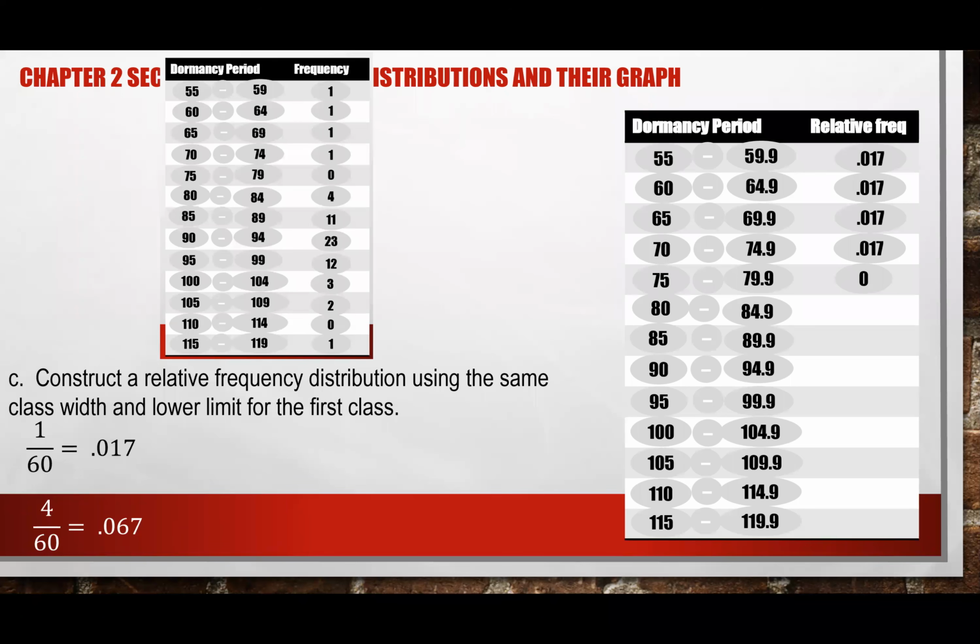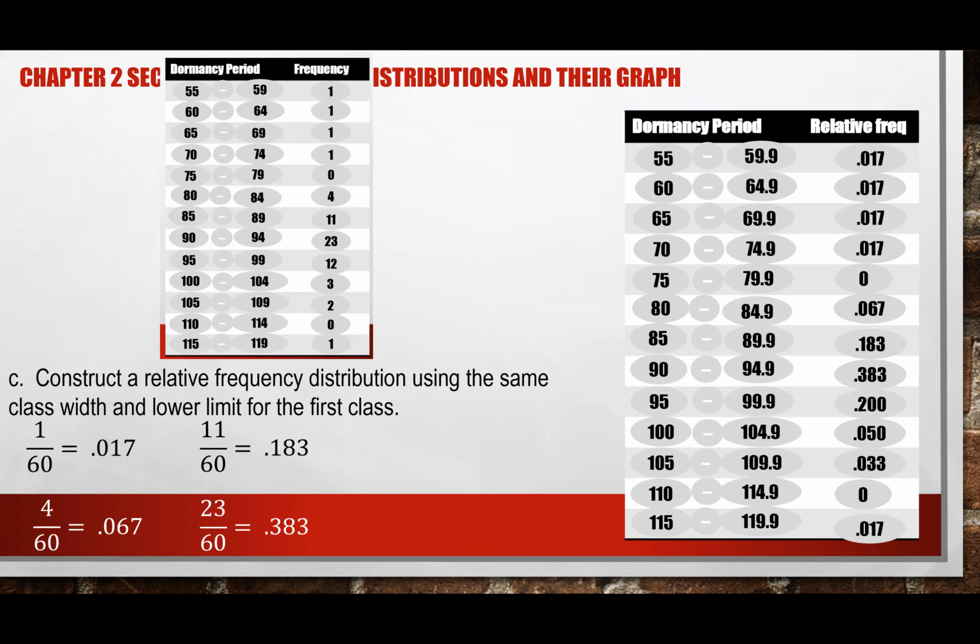But again, go back to relative frequency. As you can see, 0 divided by whatever is still 0, and 4 divided by 60 gives me 0.067. And again, I do the 11 divided by 60 to give me 0.183. And then I do the 23 divided by 60 to give me that. And you can do the rest: 12 divided by 60, 3 divided by 60, 2 divided by 60, 0 divided by 60, and so on and so forth.